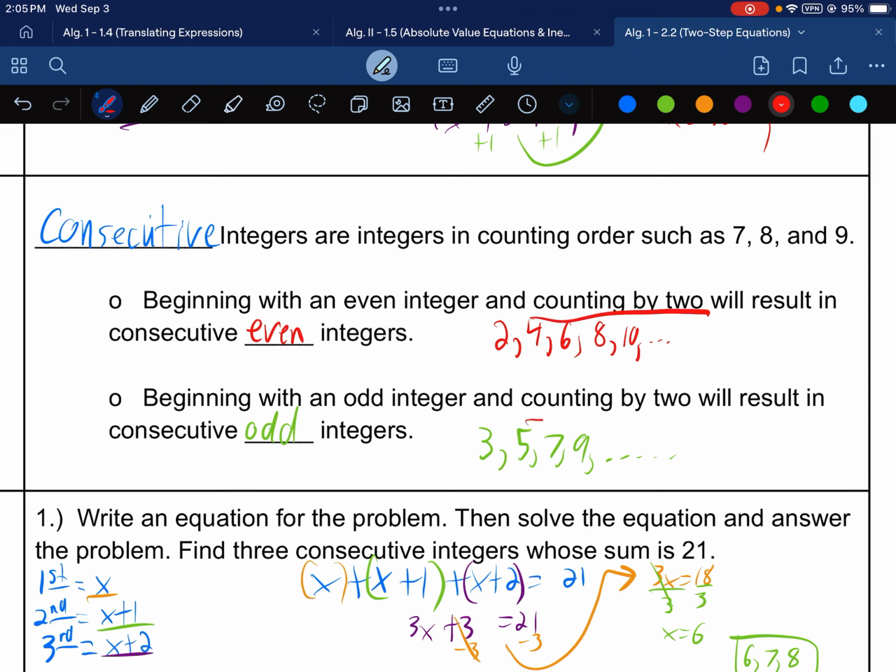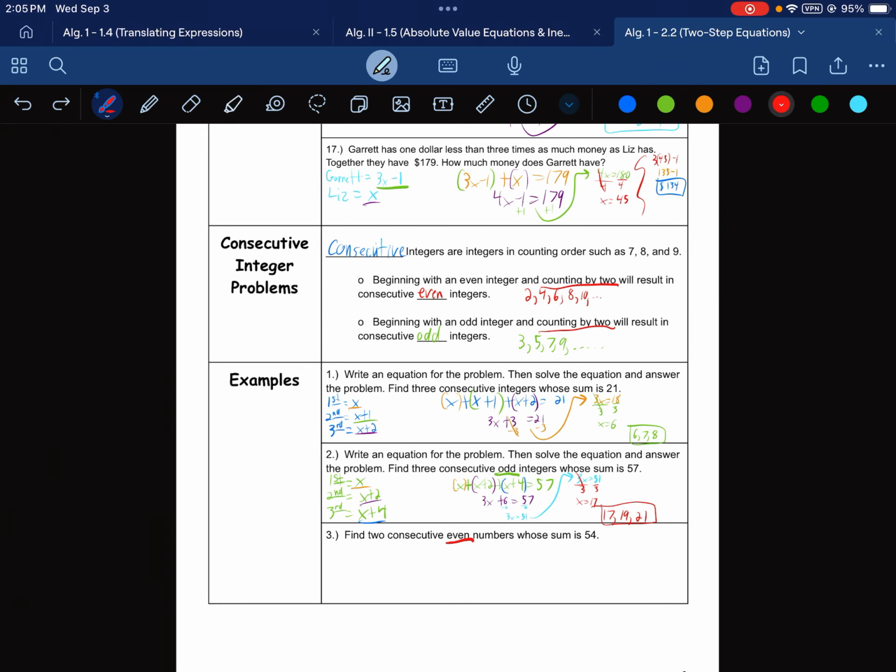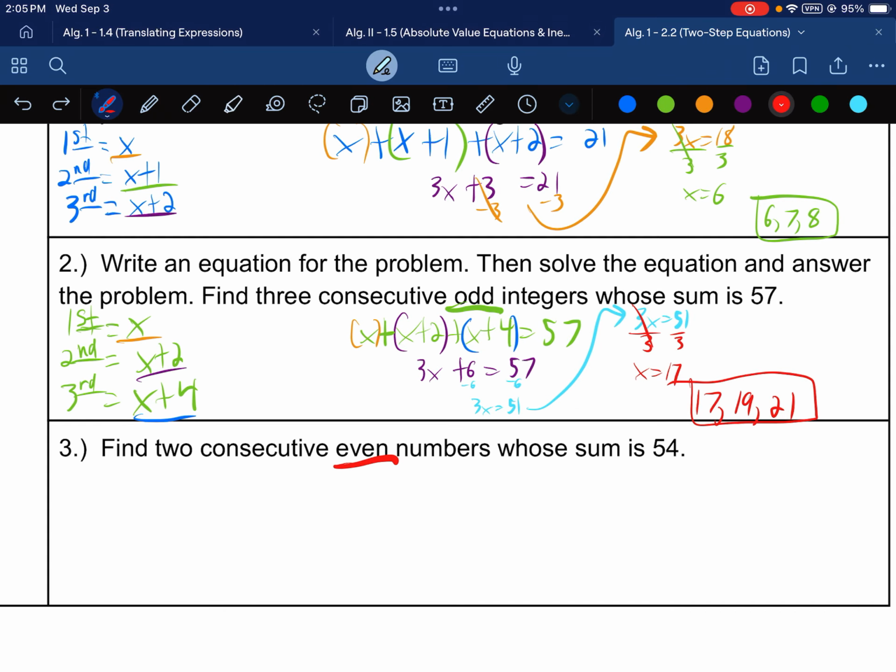So notice both for the consecutive odd and consecutive even, we count by 2. Now, the reason why that works for both of them, even though even and odd are obviously different than each other, is that it all matters with what you begin with. If you begin with even and count by 2, you'll get evens. If you begin with odd and count by 2s, you'll get odds.